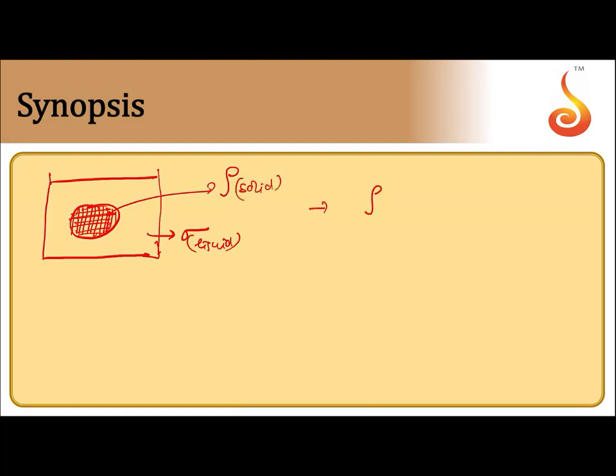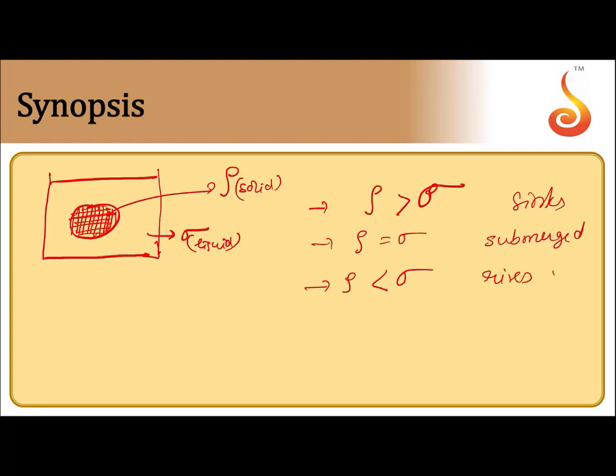Now, if the density rho is greater than sigma, then the object sinks. If rho is equal to sigma, it remains submerged. And if the density rho is less than the density of the liquid, it rises and starts floating partially submerged. So these are the three important cases to be kept in mind.